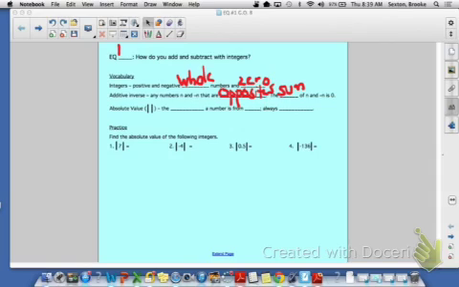Negative 5 plus positive 5, 0. Negative 13 plus positive 13, 0. Positive 1 million plus negative 1 million, still 0.